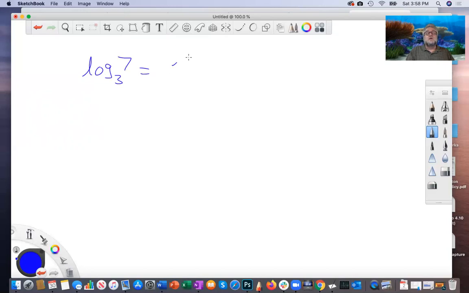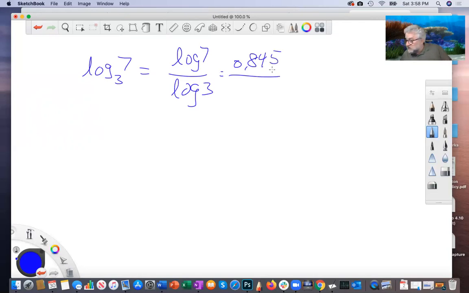So log base 3 of 7. This would be log of 7, which is a single button I can press on my calculator, over log of 3. So let's see what that is. Log of 7. I got to turn it on. Log 7 equals 0.845 over log of 3. Log 3 equals 0.477. Now I just got to divide.